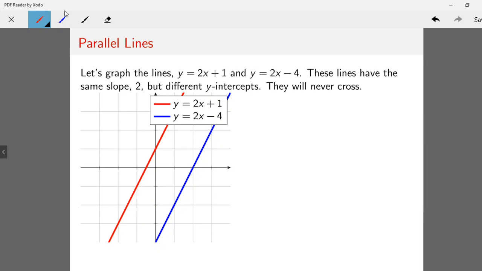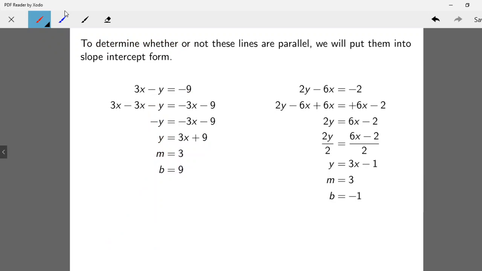So we graph the lines y equals 2x plus 1 and y equals 2x minus 4. These lines have the same slope, but they've got different y-intercepts. They're never going to cross. They are parallel lines. So to determine whether or not lines are parallel, you put them into slope-intercept form.